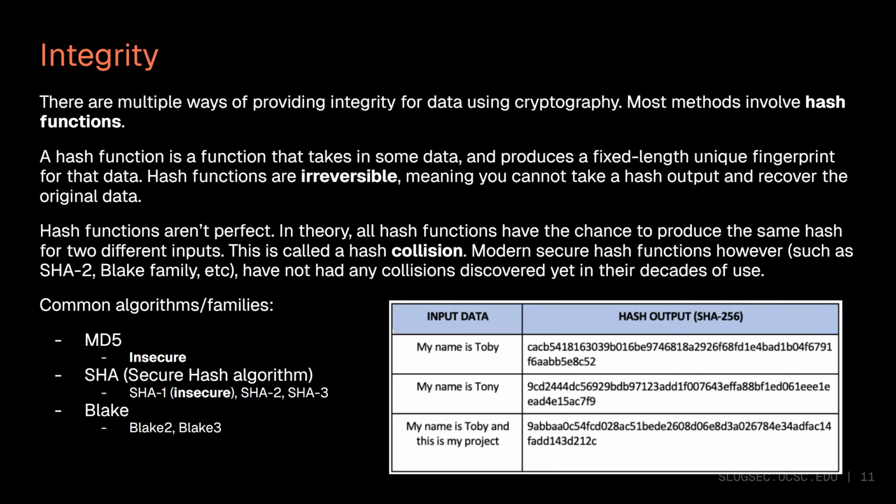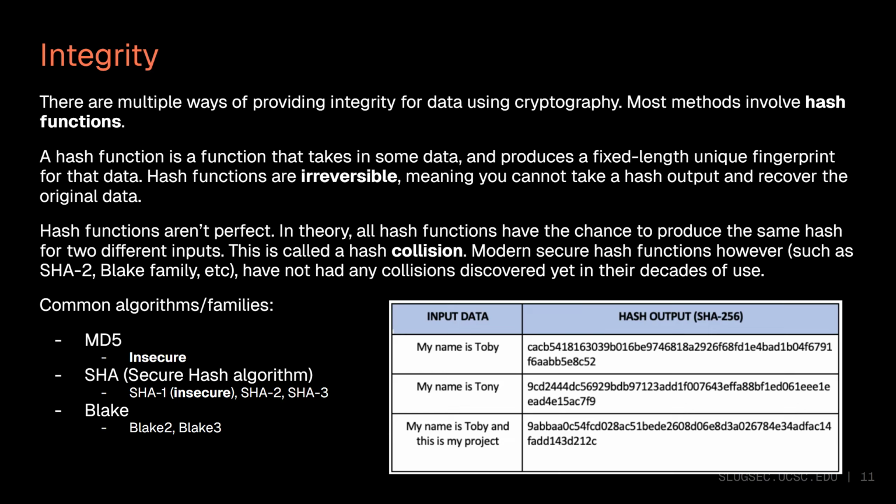And hash functions, unfortunately, are not perfect. Mathematically, in theory, all hash functions can have a chance to produce the same ID for two different pieces of data. This is called a hash collision. And this is very bad. This makes the algorithm basically unusable. If any hash function ever has collisions found for it, it renders that hash algorithm practically no longer usable. It's considered no longer secure at that point.